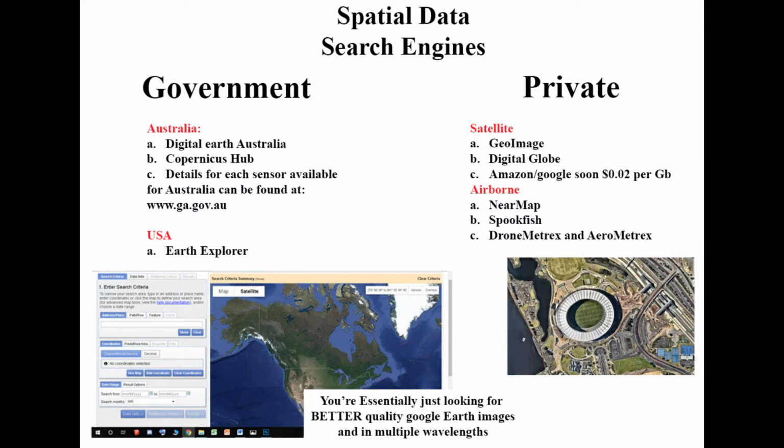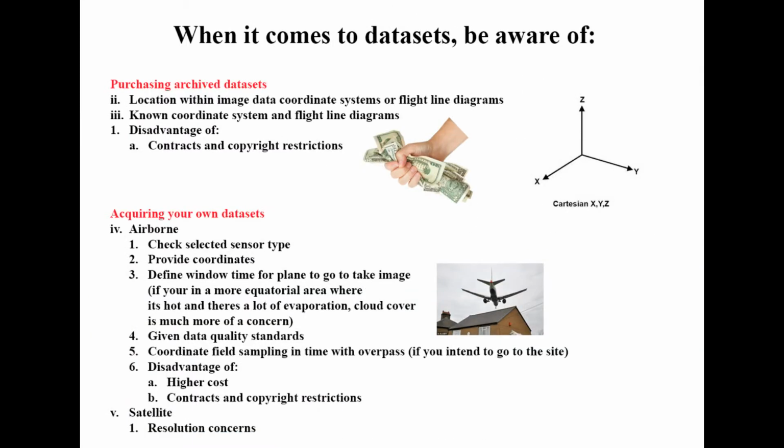when acquiring image data, and this can be purchasing or getting your own first, right? In purchasing archived datasets, you have to be aware of the location within image data coordinate systems or flight line diagrams. So when you're purchasing archive data, if you already have other images, make sure that they're the same coordinate system, and make sure you want everything that you're working with to be the same. You don't want to have to mix and match, do geometric corrections and all that. If you can, probably not, that'd be the best.